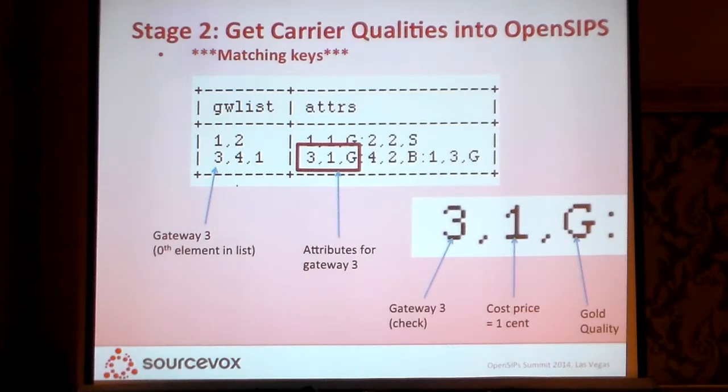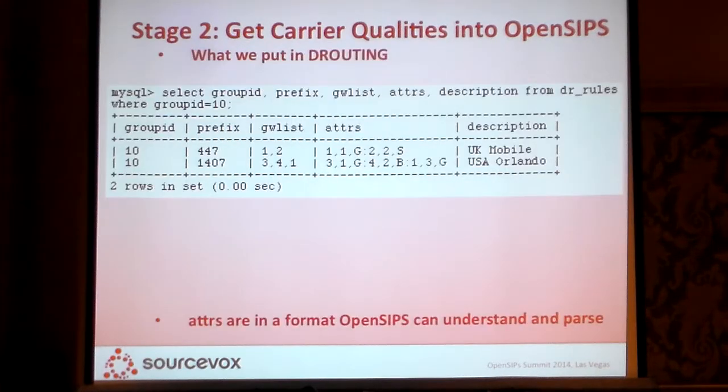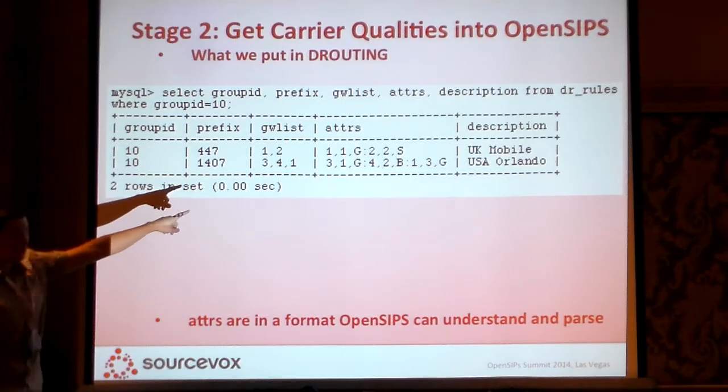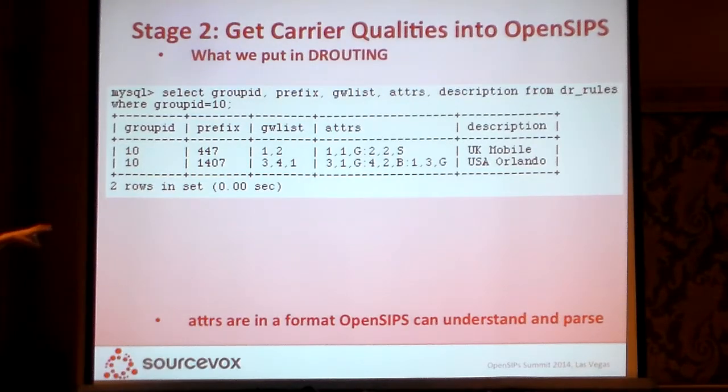So they go to different carriers? Is that how it translates to your router? Yeah. So carrier 3 here, for prefix 1407, we can consider to be a gold quality. However, carrier 4, for prefix 1407, will only be classed as a bronze quality.